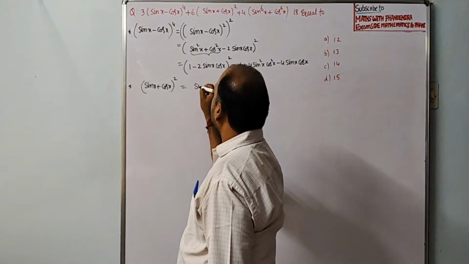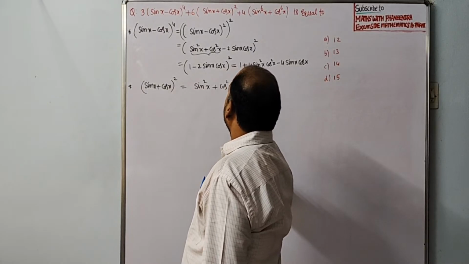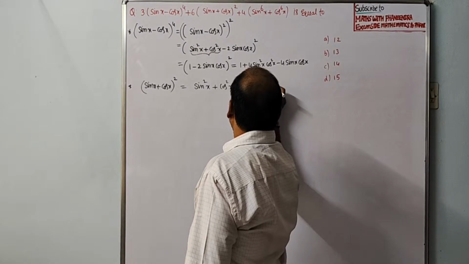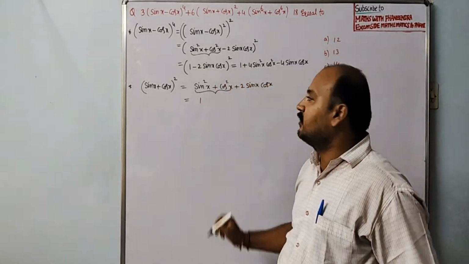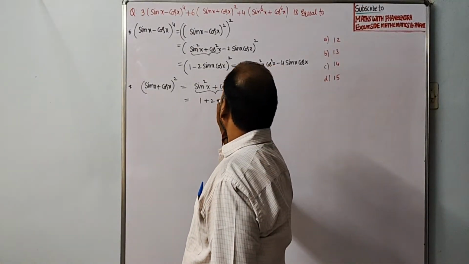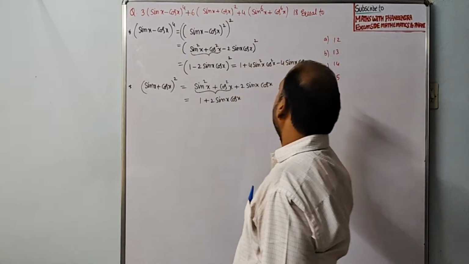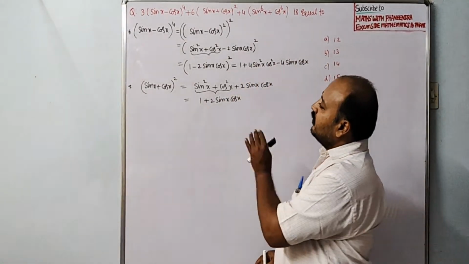Next, (sin x plus cos x) whole square. Using the a plus b whole square expansion, it is sin square x plus cos square x plus 2 sin x cos x, which is equal to 1 plus 2 sin x cos x. You can leave it like this. Why? Because we also left 4 sin x cos x itself there. We are keeping it like this.